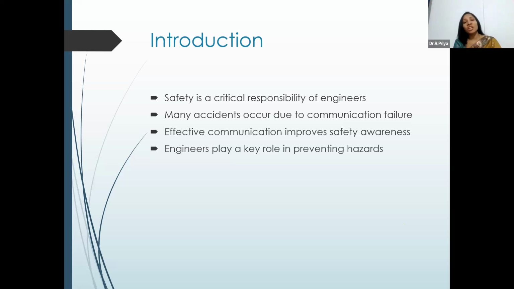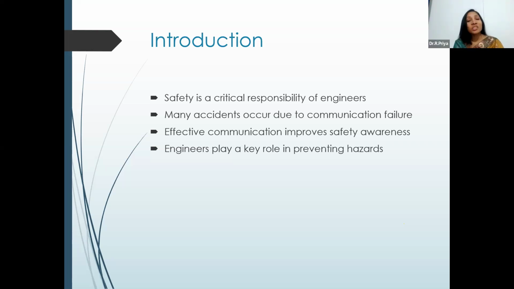Another point is that effective communication improves safety awareness. When safety information is communicated clearly as well as regularly, employees become more aware of hazards and safe workplace practices. This includes toolbox talks before starting work, clear safety signs and symbols being posted, and written SOPs and permits. Regular toolbox talks at construction sites help workers understand the risks related to working at heights, which significantly reduces fall-related accidents, right?